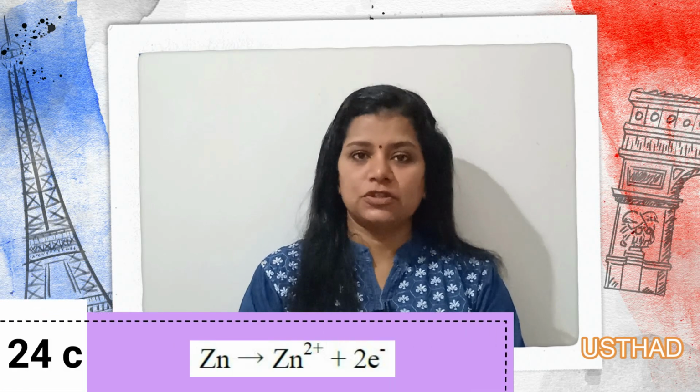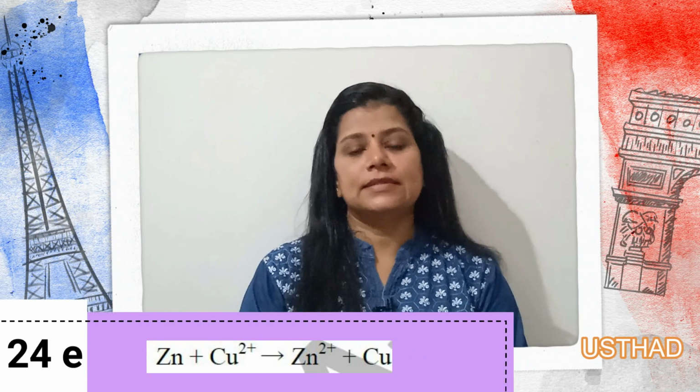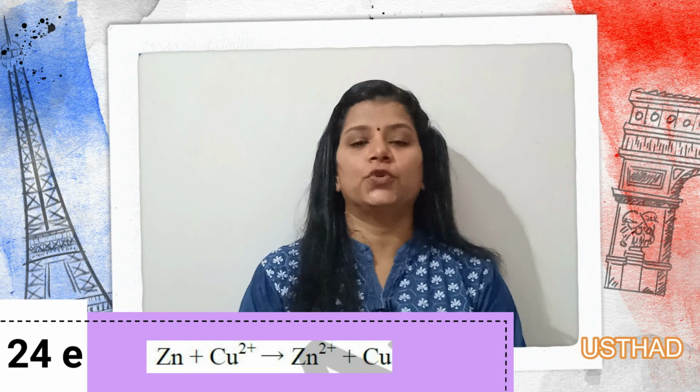C question: write the chemical equation of the reaction taking place at the anode. At the anode, oxidation takes place. So the equation will be Zn gives Zn2+ plus 2 electrons. D question: in which electrode does oxidation take place? The oxidation takes place at the anode. E question: write the chemical equation of the redox reaction in the cell. The equation for the redox reaction is Zn plus Cu2+ gives Zn2+ plus Cu.